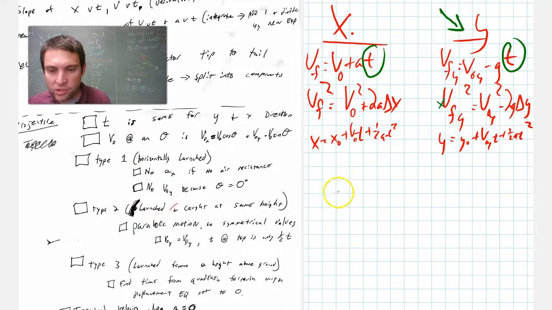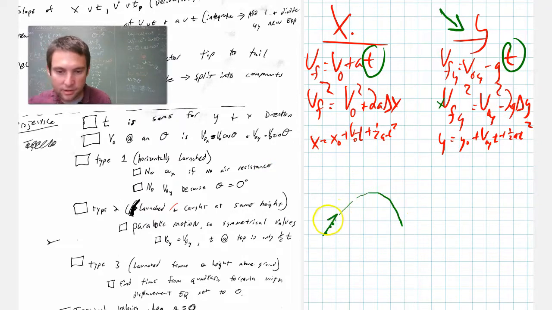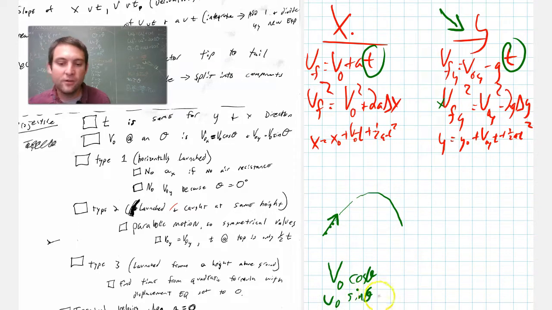Okay. Speaking of which, if you have a projectile that is launched at an angle, velocity is a vector. Now we have a vector at an angle, so we would take our initial velocity cosine theta to get our horizontal component, and initial velocity sine theta to get our vertical component.